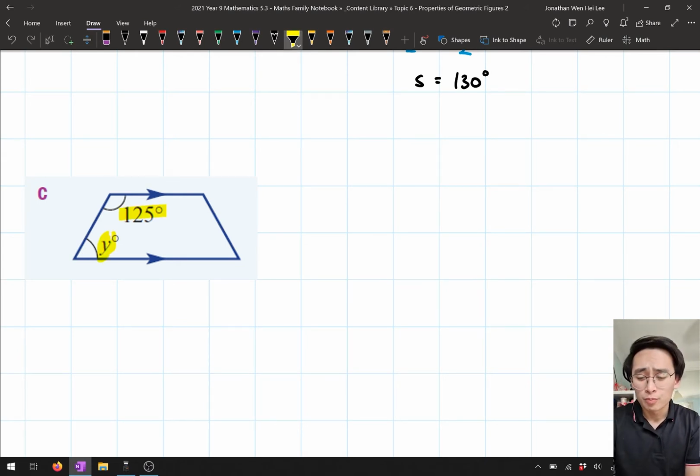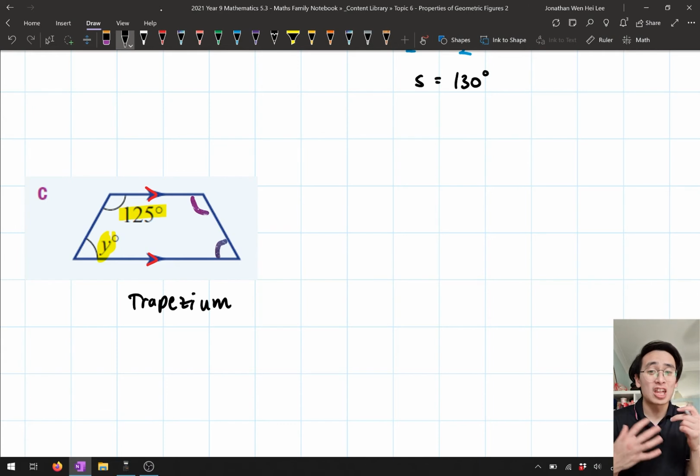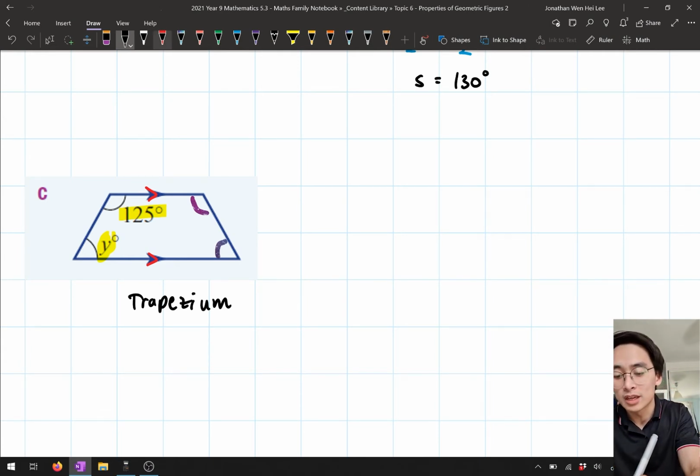Now, if you have a look, we don't get given anything about the other 2 angles. But that's actually okay, because if you look at the shape, what type of shape is this? Well, we've got 1 pair of parallel sides, which means that this is a trapezium. And because we've got those parallel sides, I can use my knowledge of angles on parallel lines to help me figure out what Y is equal to.